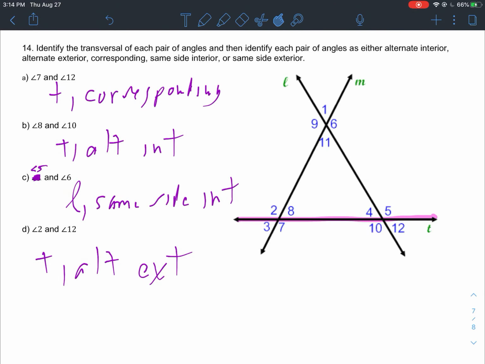And that's all we got for section 2.1. At this point, you can try the homework.